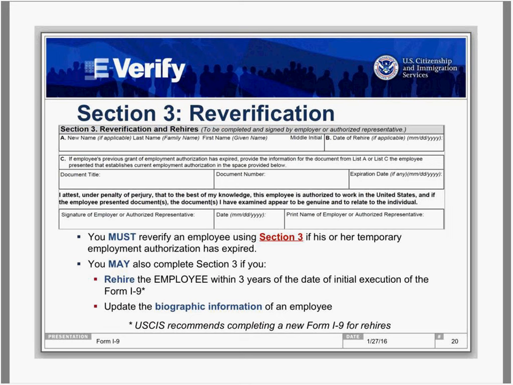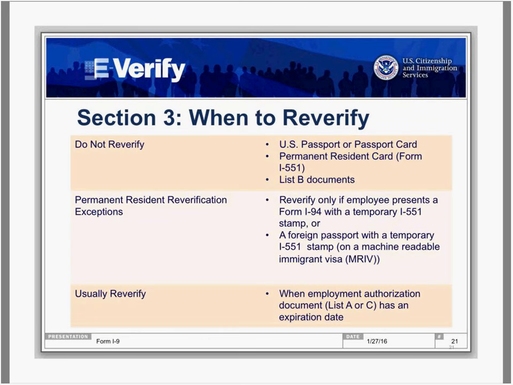Section 3 to update the biographical information of one employee who changes their name, you better do it for everyone. We added this slide, and we added this block here into the M-274 because we still had employers ask, now when we complete Section 3, what documents do we verify and when don't we have to?